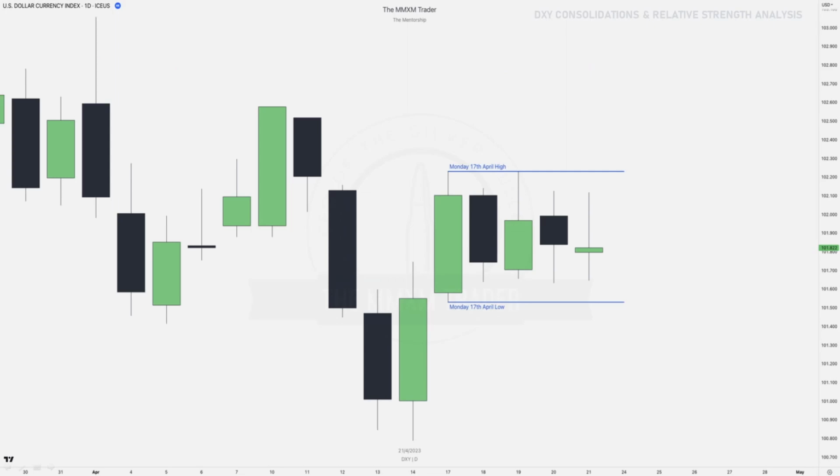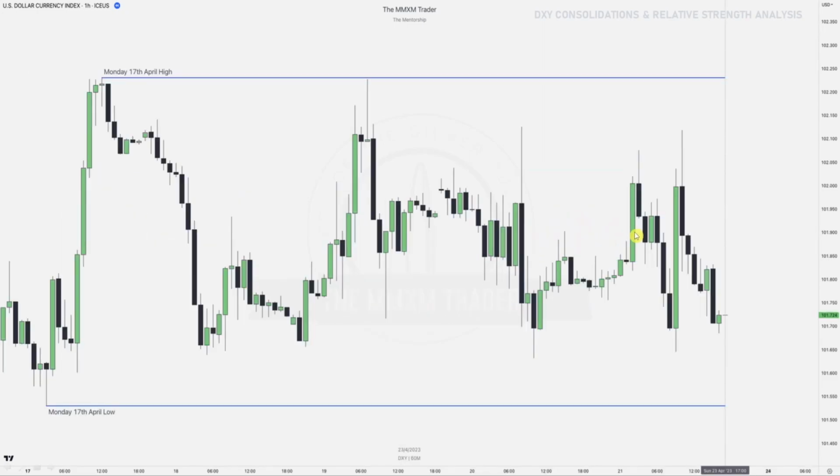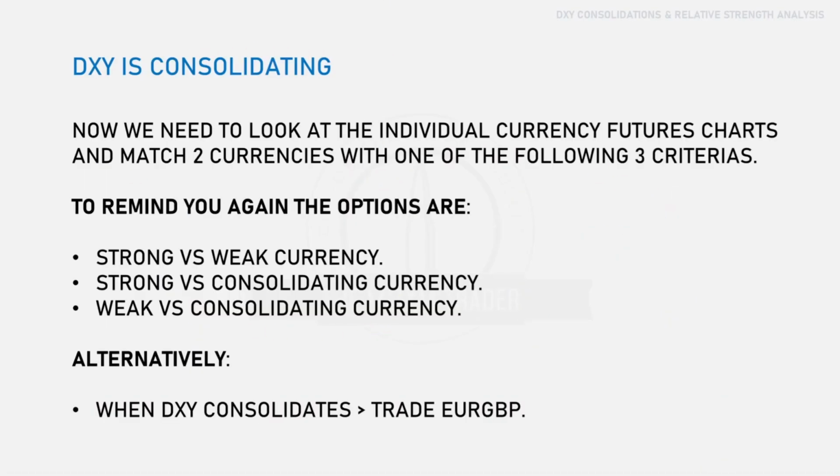So over here we can anticipate that extended consolidation, right? Because we got Monday's high as that inside range high, and then Monday's low is that inside range low. The third candle fails to take out that range, and we can see it extends into Thursday and Friday consolidating. And how does that look like on a 1 hour chart? Well, it's one big consolidation. So now we see DXY is consolidating.